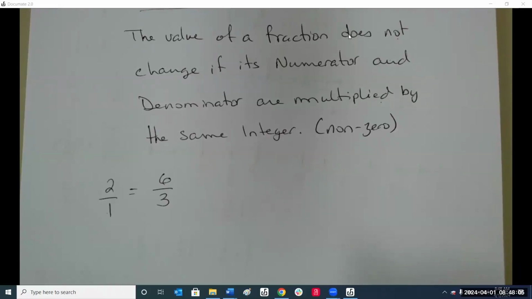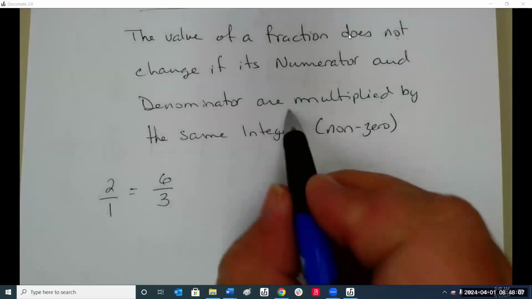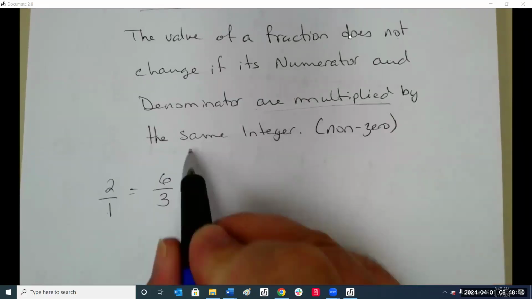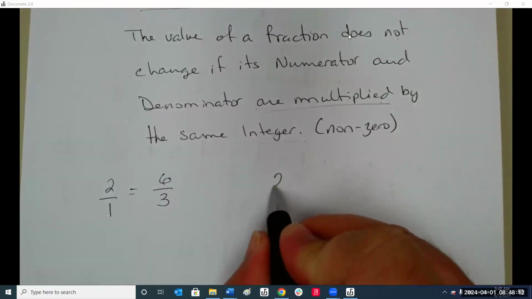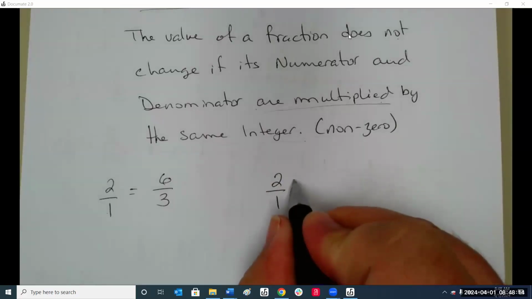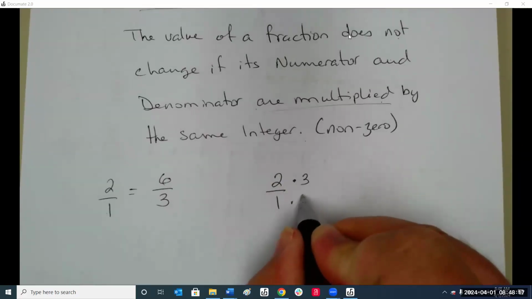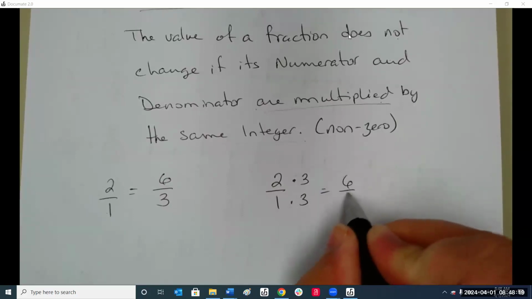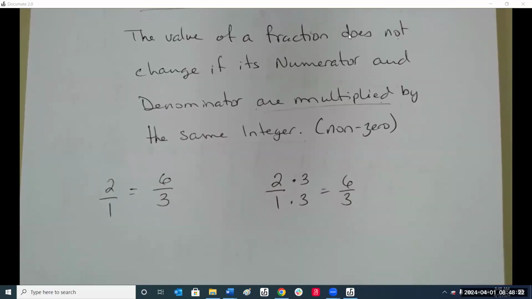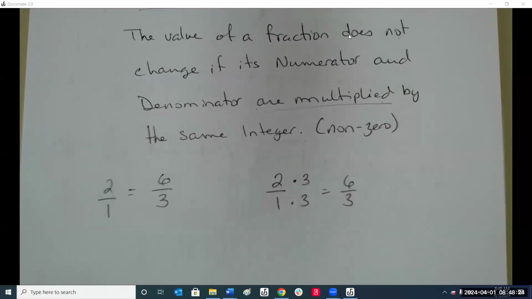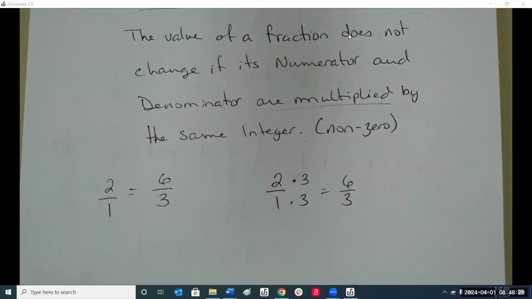Why? If they are multiplied by the same non-zero integer. So 2/1, if we multiply the top by 3 and the bottom by 3, we get 6/3. In other words, I change the way it looks, I don't change the answer. That is what leads to simplifying fractions. I'm not changing the number itself, I'm changing the way it looks.